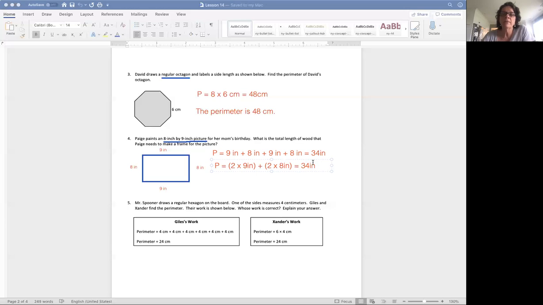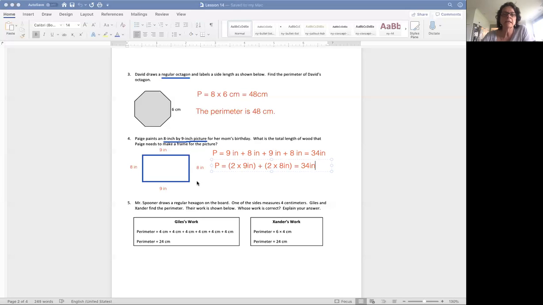So I'd like you to take a minute and think about, which method do you like better? Do you like adding all 4 side lengths, or do you like multiplying by 2 the number of side lengths that are the same length? I kind of like the second strategy better.